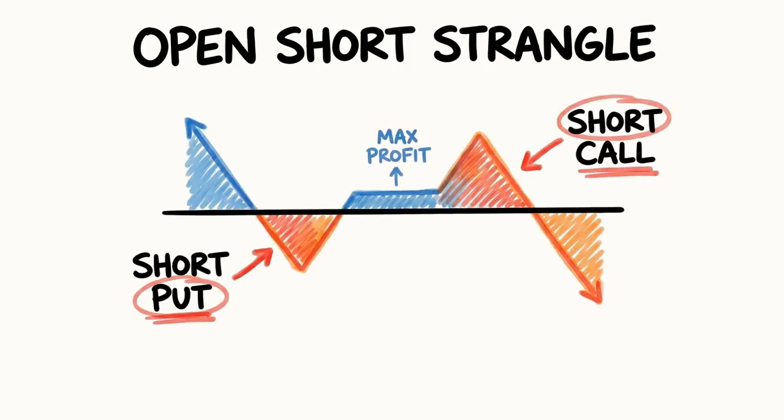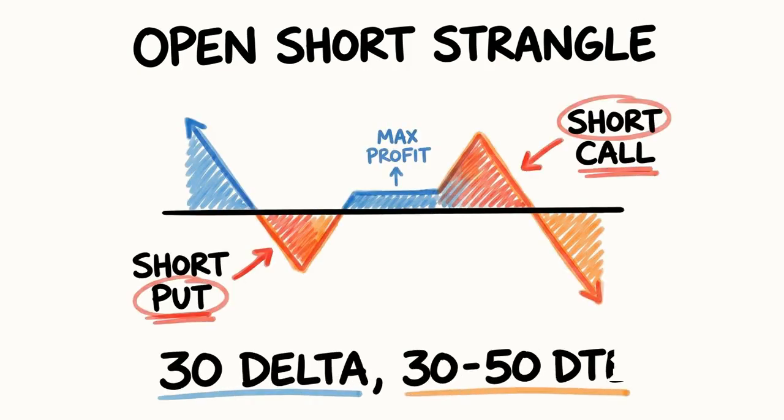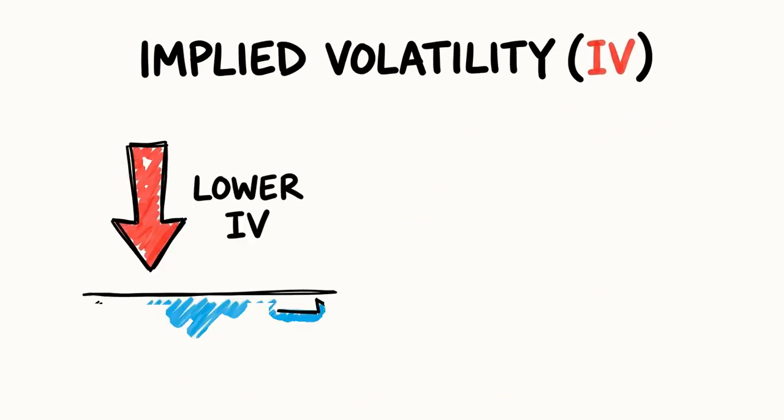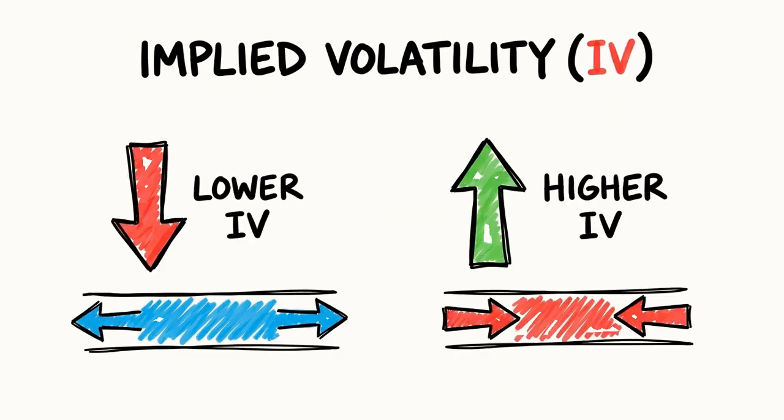We open a short strangle, a short put and a short call, both around 30 delta, 30 to 50 days to expiry on each leg. The exact delta will shift depending on implied volatility at the time. Lower IV means we go slightly wider, higher IV tightens us up.